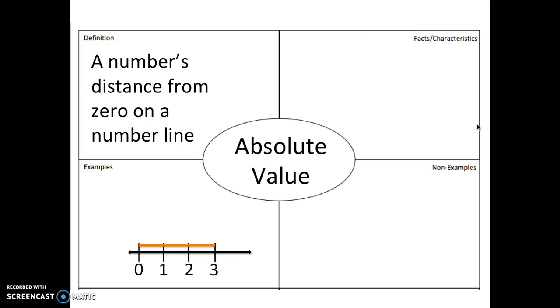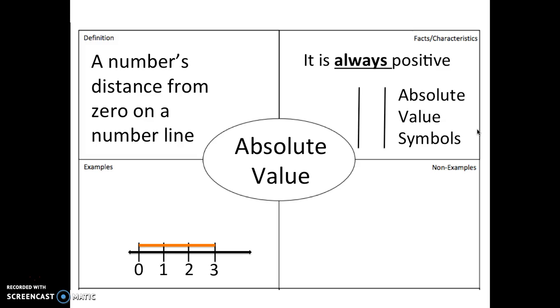Now if you're like, I can't really remember what that is, don't worry. Some of the other boxes I'm sure will clear it up. Some facts about absolute value is that it's always positive, and that the symbol is the two straight vertical lines around a number or an expression. And it's always positive because distance is always positive. You can't have negative distance.